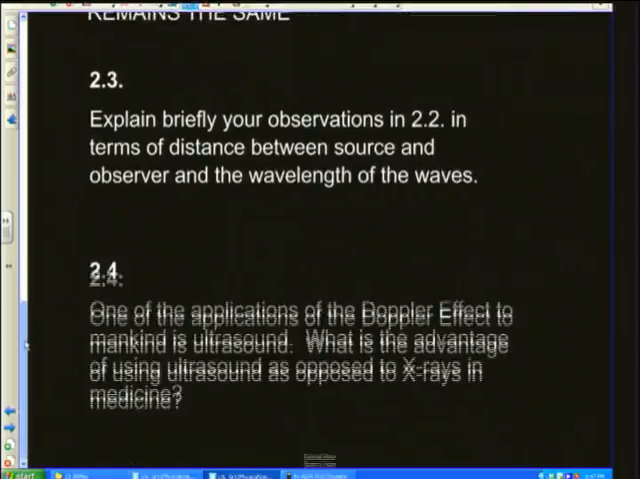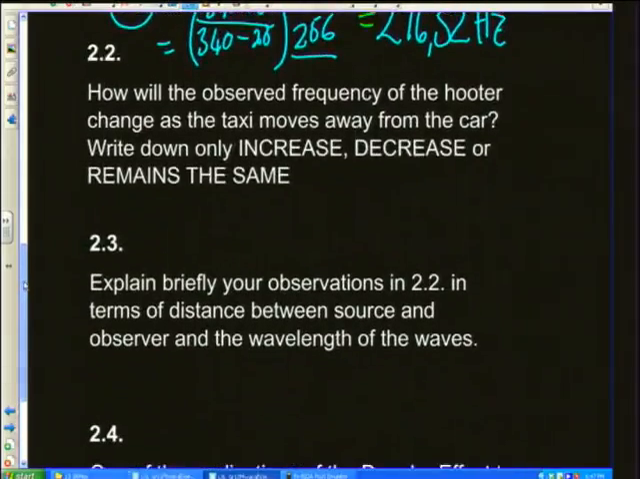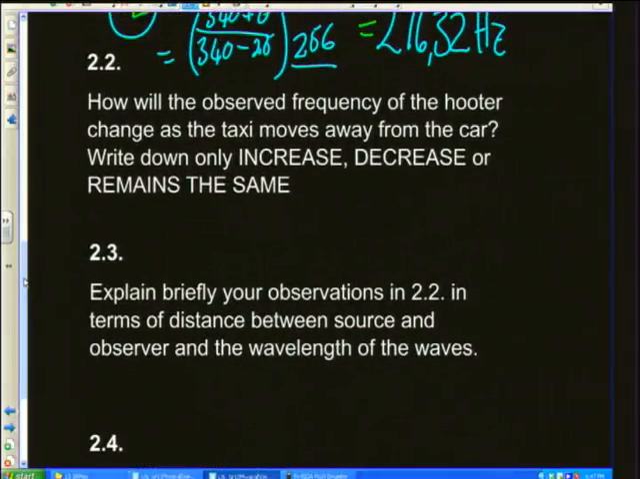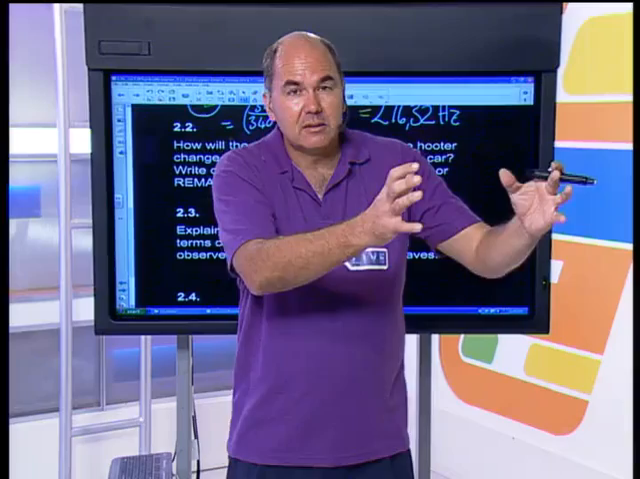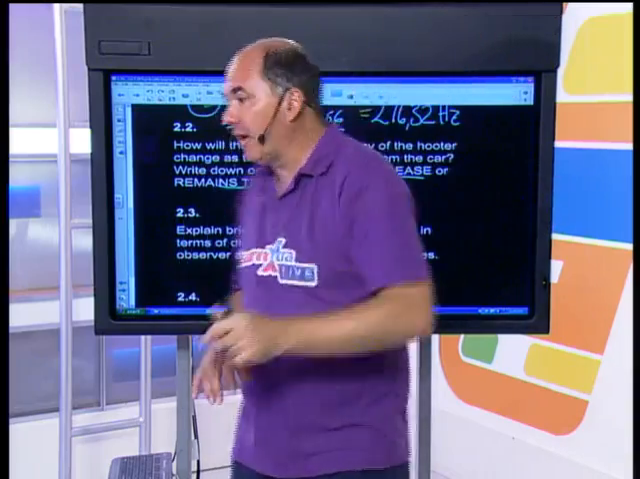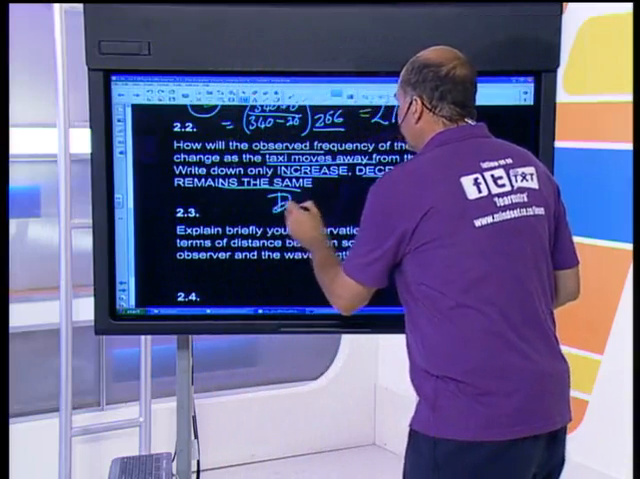Let's just quickly finish this question so that we have got it clear. It says now, how will the observed frequency of the hooter change as the taxi moves away from the car? Now, look at the instruction. Only write increase, decrease, or remains the same. Well, as the taxi moves past and it starts to move away, the sound source is moving away, so it will decrease.